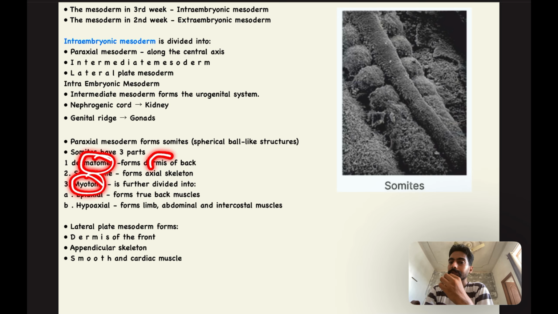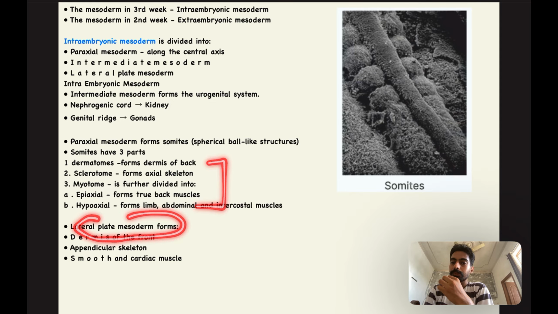The dermatome forms the dermis of the back. The sclerotome forms the axial skeleton, meaning our ribs and vertebrae. And the myotome forms muscle, and it is again divided into two parts: epiaxial and hypoaxial. Epiaxial forms the true back muscles, and hypoaxial, hypo meaning below, forms limb, abdominal, and intercostal muscles. So these are derived from paraxial mesoderm.